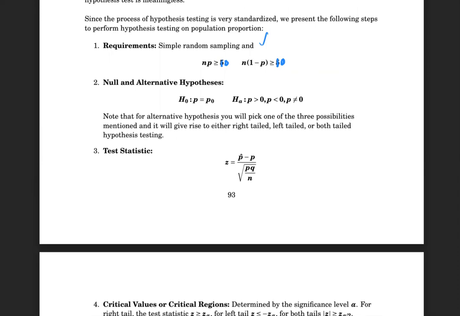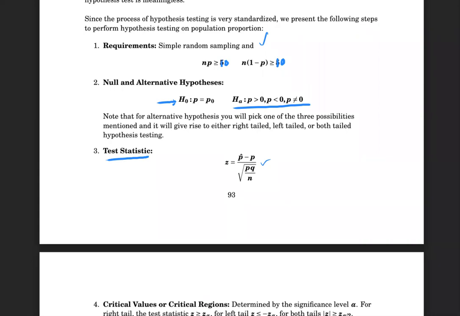Now the null hypothesis and alternative hypothesis. Null hypothesis is this, and the alternative could be one of these three. And the test statistic, how you derive it, we don't go into the details. You just take it as it is, all right? So basically P hat minus P divided by the square root of P Q over N has a standard normal distribution. That's what you can assume.